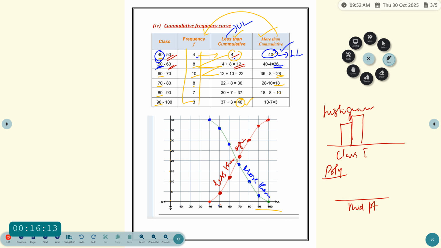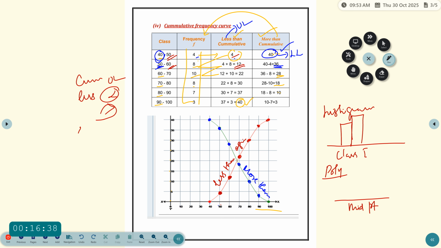For cumulative OG, we have to construct less than cumulative and greater than cumulative. Keep it in mind: for less than cumulative we use the upper limit corresponding value, and for greater than cumulative we use the lower limit corresponding value. This is the main important thing. Then lastly we have to write some comments about the distribution.